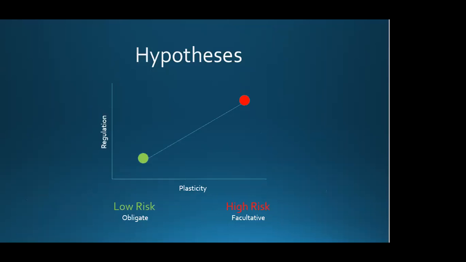Finally, because trait plasticity is a characteristic of invasiveness, I expected high-risk species would have greater trait plasticity than low-risk species, and hypothesized that trait plasticity would correlate with fixation regulation. In other words, that the high-risk species would be facultative fixers with the greatest trait plasticity in response to nitrogen addition, and low-risk species would be obligate fixers with the least trait plasticity.